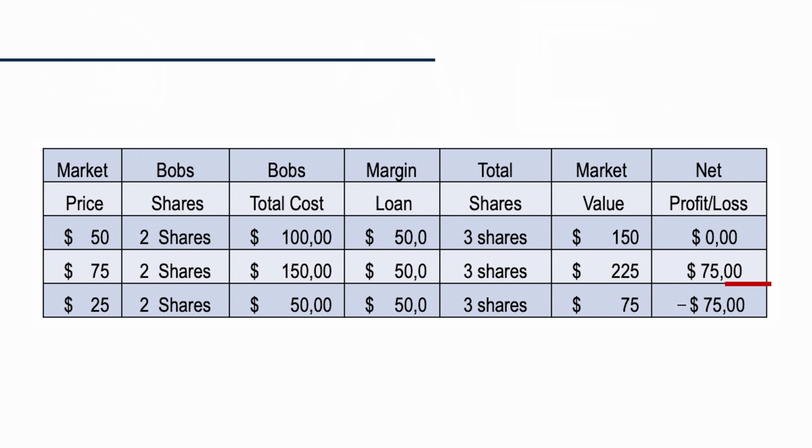Now let's assume that the opposite occurs. We're going through a bear market. The price of the shares declines by 50%. And so the value of his stock portfolio declines from an original value of $150 down to $75. Ouch. He still has to pay back the $50 that he borrowed.